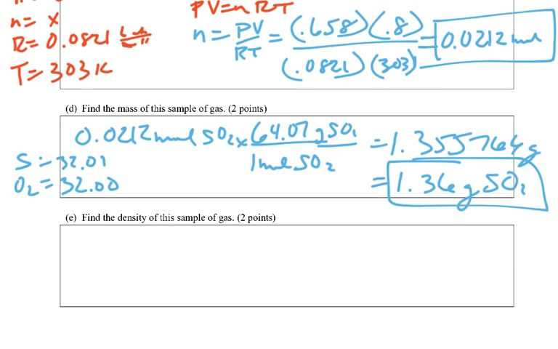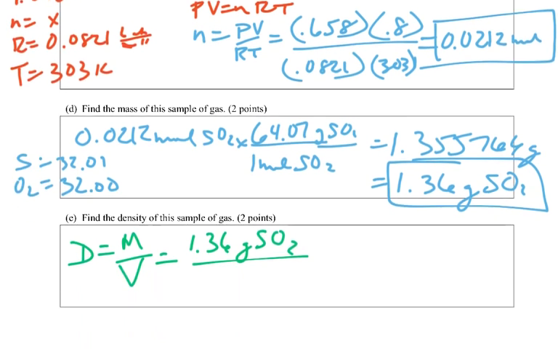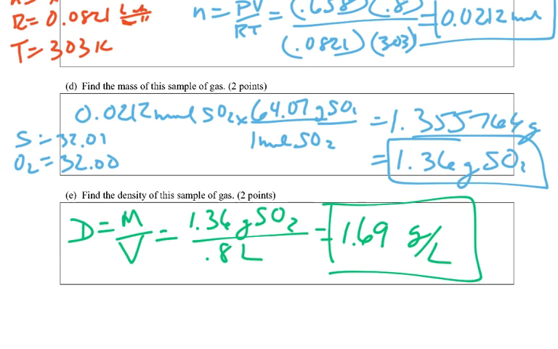Okay, and it looks like it says find the density of this sample of gas. Well, we have to remember way back that density is equal to mass over volume, d equals m over V. So the mass of this sample is 1.36 grams, and the volume back here was 0.8 liters. And so divide by 0.8. Okay, so I get 1.69 grams per liter. And that's what I get as a density.